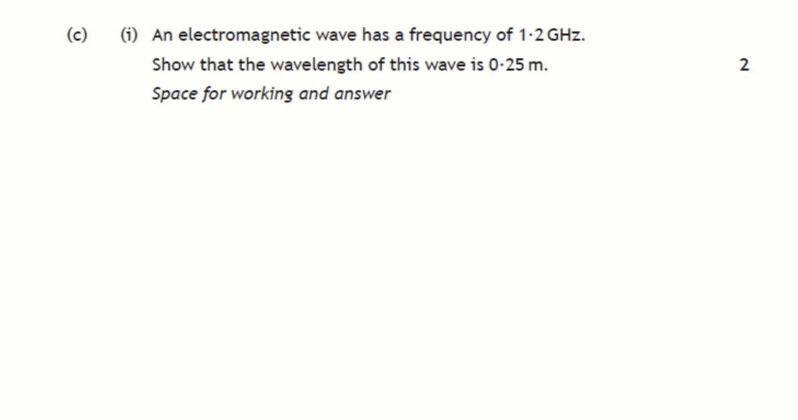So this question needs us to use v equals f lambda, and a lot of pupils forget that all electromagnetic waves travel at the speed of light, so even though it doesn't explicitly give you a speed, we do know that it's an electromagnetic wave, and so 3 times 10 to the power of 8 meters per second is the speed. Using that information, we can use lambda equals v over f, which is 3 times 10 to the power of 8 divided by the 1.2 GHz, and that indeed gives us 0.25 meters.